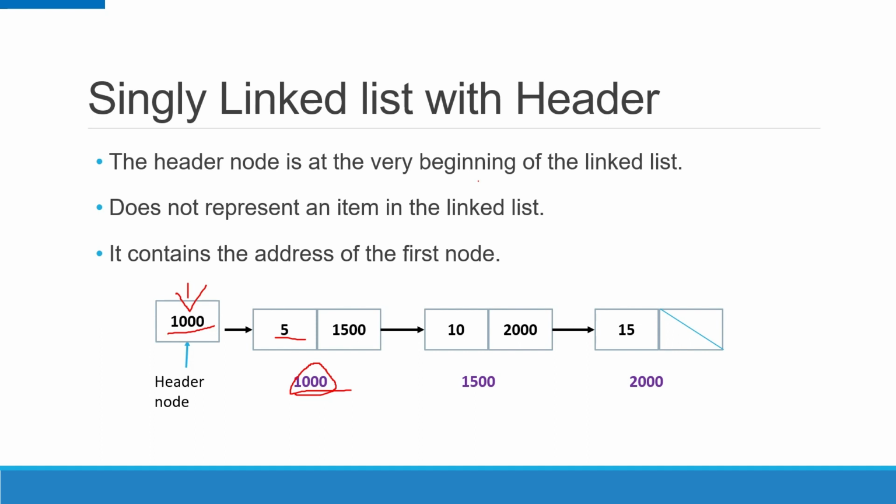So this is the advantage of the header node. With the help of the header node, we can easily track the list.